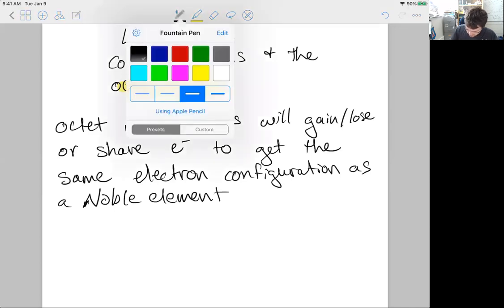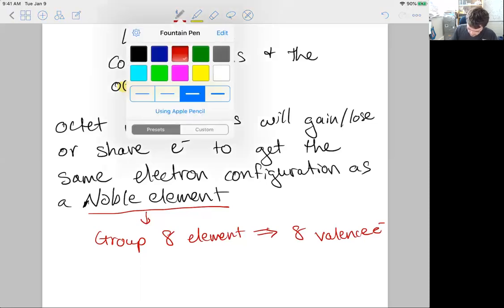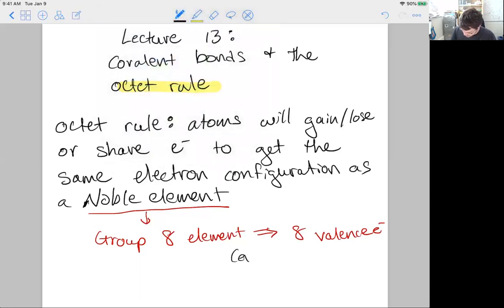Let's break down this definition. Noble elements are our group 8 elements, and these group 8 elements have 8 valence electrons, with the exception of helium. So except for helium, the noble elements have 8 valence electrons. Helium has 2.